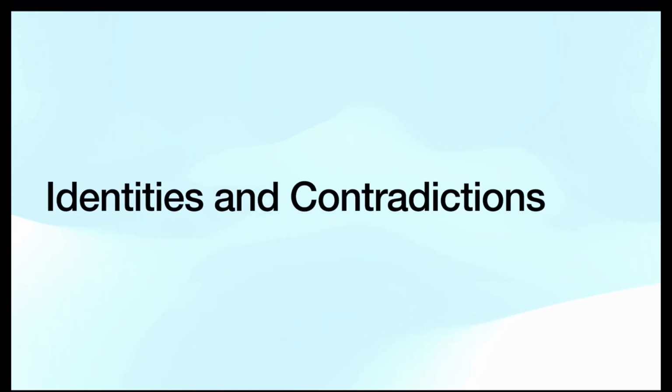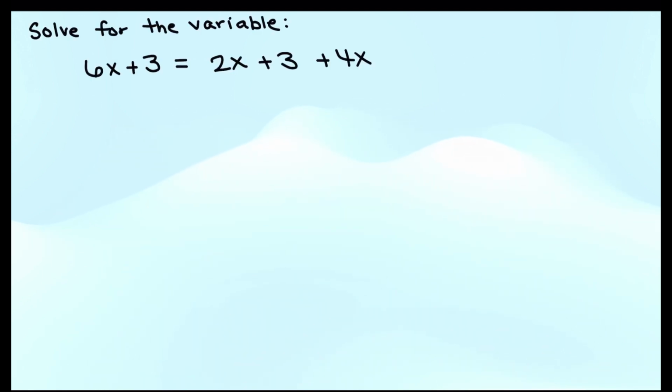This video is going to cover a special type of linear equation, specifically identities and contradictions. So let's start by doing an example. We have a linear equation and we want to solve it for the variable.